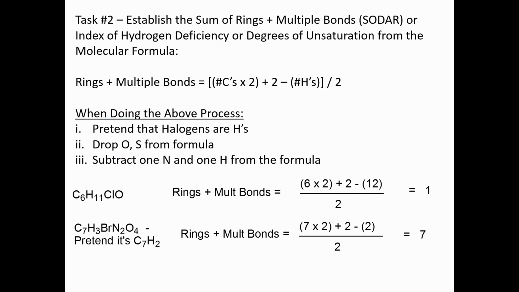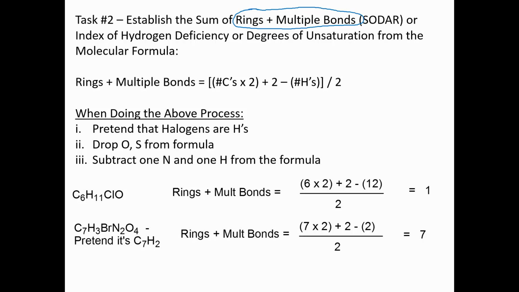Once the formula is established, there's a very important piece of information that can be gathered simply from the formula. And that's how many rings and double bonds are present in the molecule. Sometimes this is called the sum of rings plus multiple bonds. That's SODAR. Index of hydrogen deficiency or degrees of unsaturation. These are all synonyms for the same thing, and they come directly from the molecular formula.